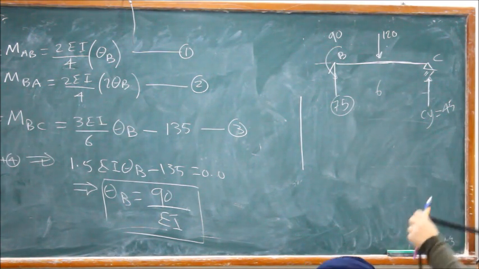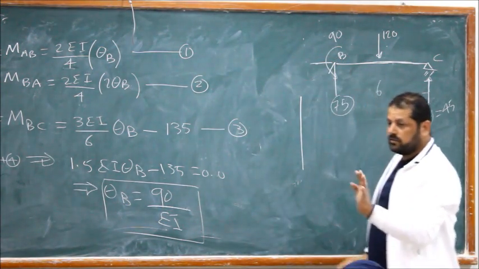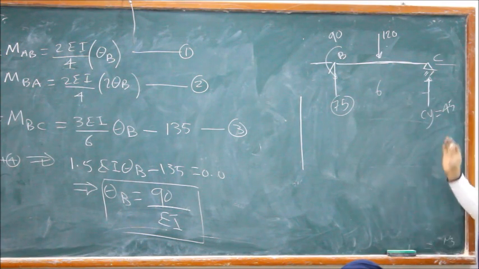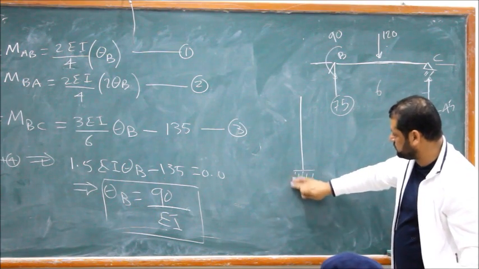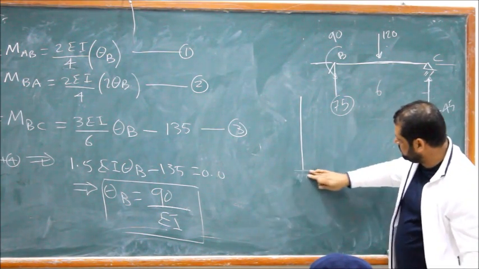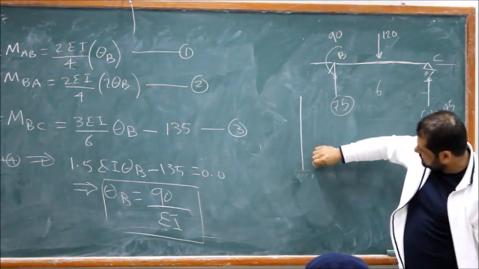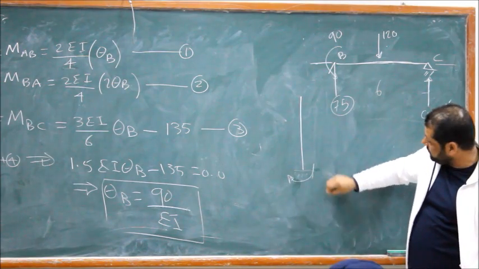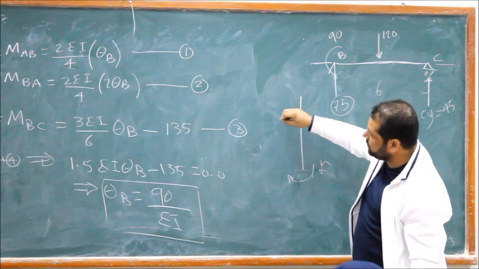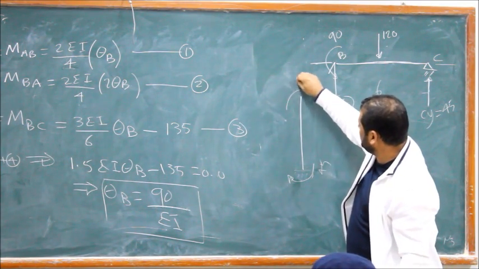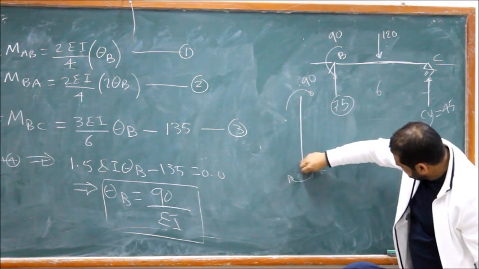75 up. Good? How much the axial? We don't know. Let's look at this one. Wait, before we do this, MAB, what is MAB? Clockwise, 45. MBA, 90, clockwise, right? And that's 90. There is shear.